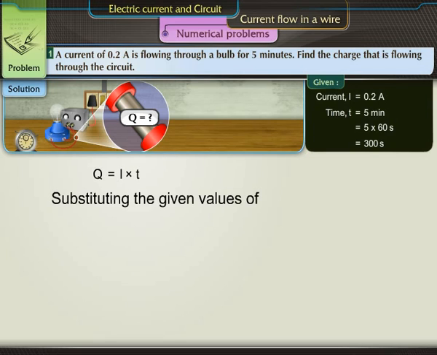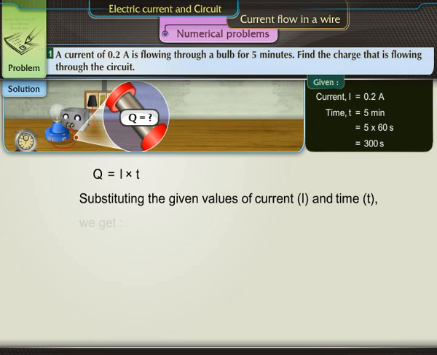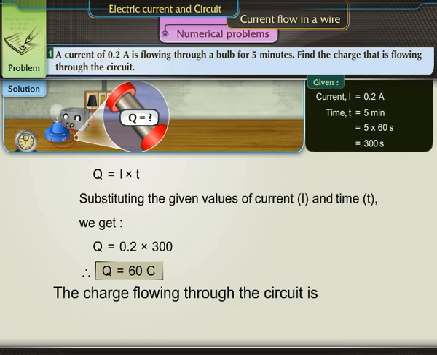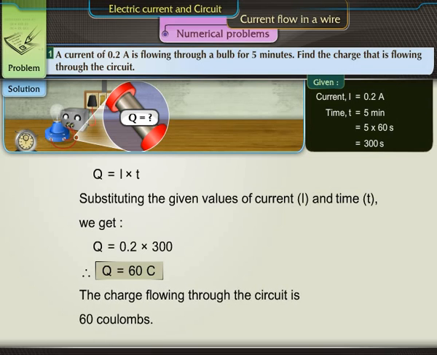Substituting given values of current I and time t, we get Q is equal to 0.2 multiplied by 300. Therefore, Q is equal to 60 coulomb. Hence, the charge flowing through the circuit is 60 coulomb. Let us do one more numerical problem.